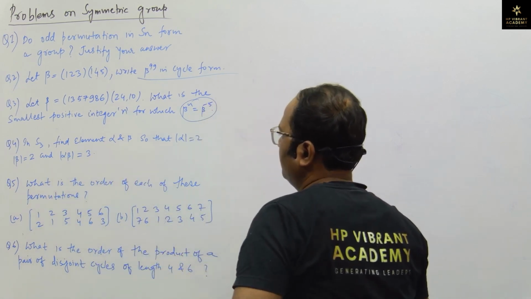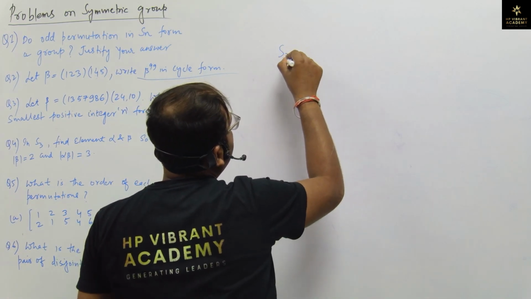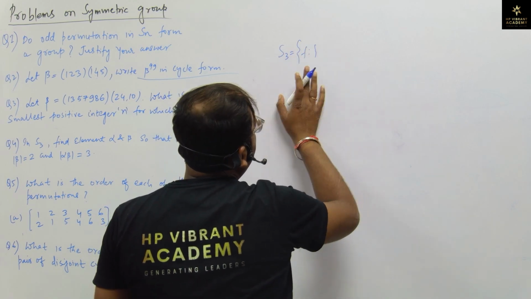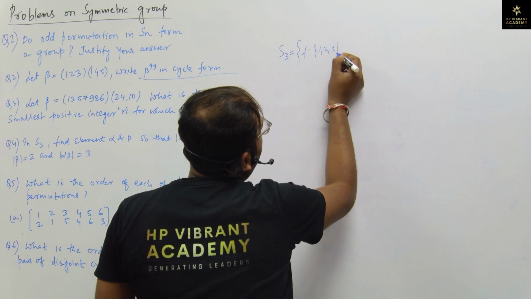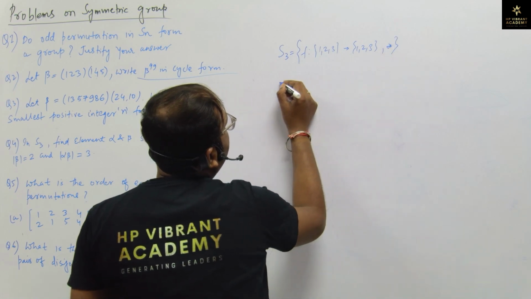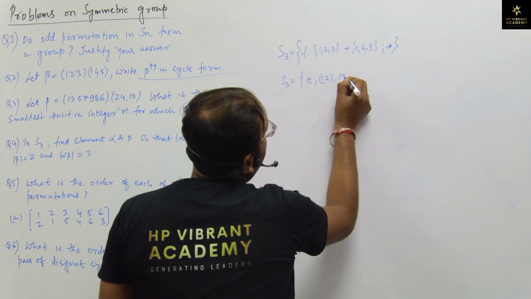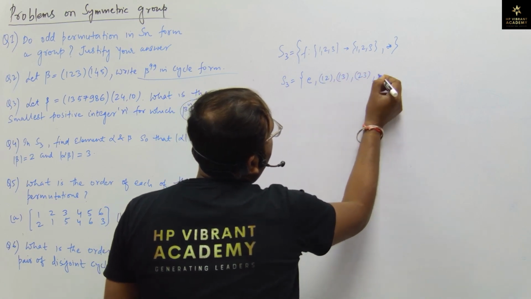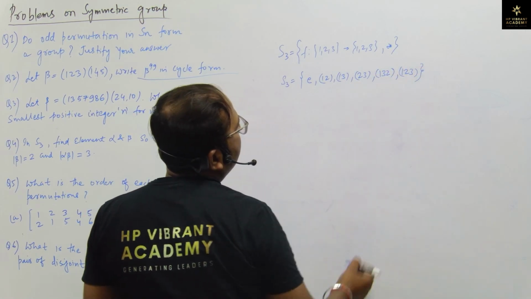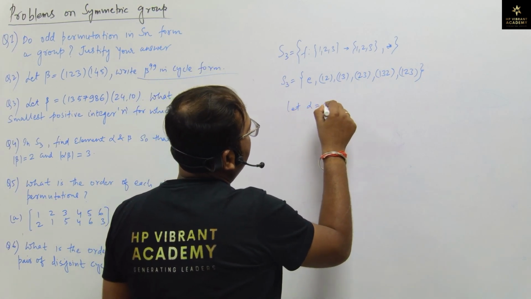So let us write down the elements of S3. The elements of S3 we have already discussed in the previous set of lectures. So S3 is equal to all the bijections from a 3 element set that form a group under the operation of composition of functions. So S3 is equal to identity element, (1 2), (1 3), (2 3), (1 3 2) or (1 2 3). Okay, so these are the elements. Let us take alpha is equal to (1 2).